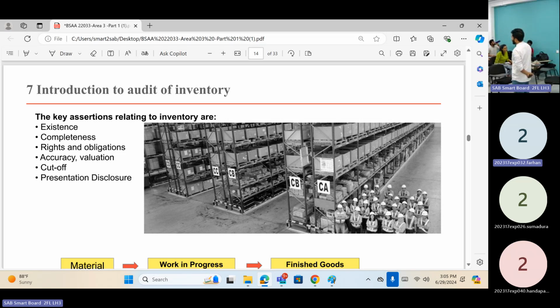So the nature of the inventory balance is what we discussed. Next, we are going to discuss the audit approach and specific audit procedures, how we are going to customize them for each and every company, right?